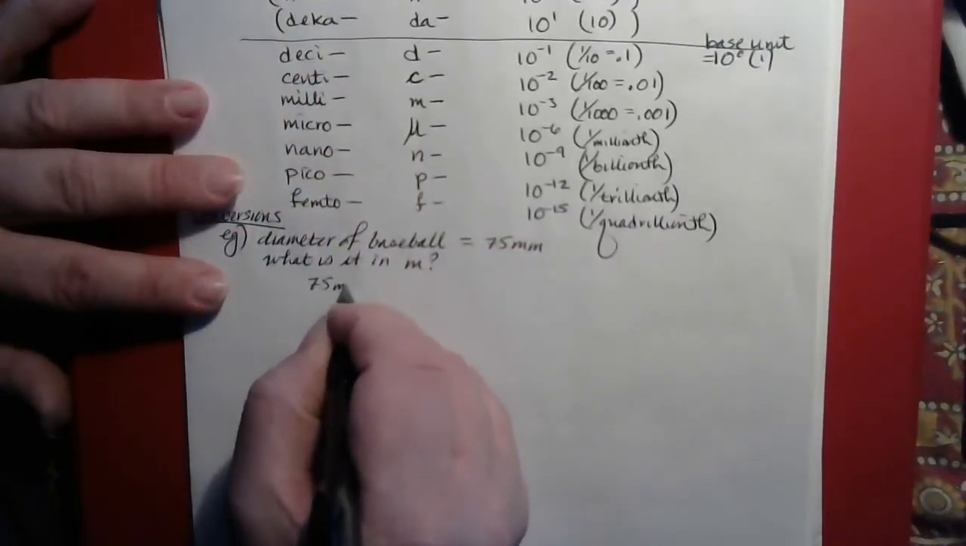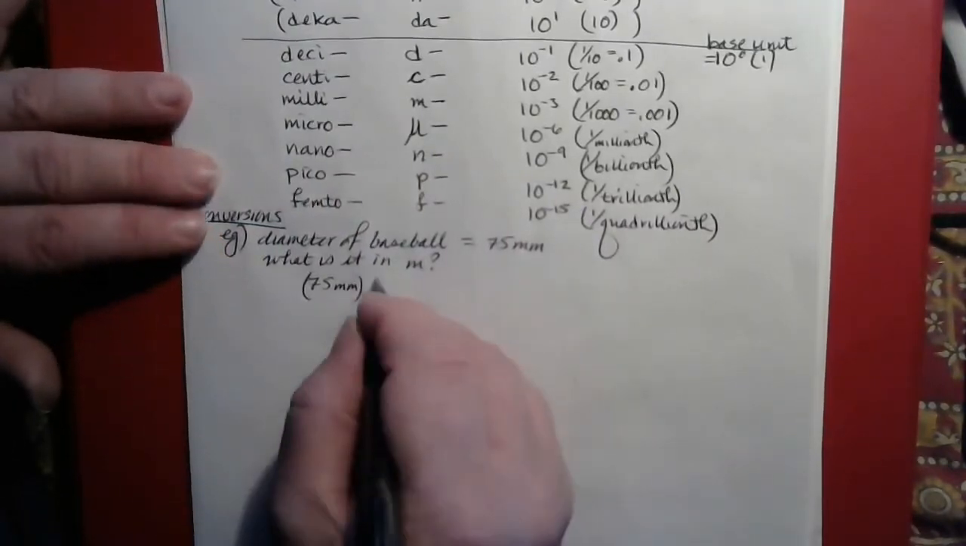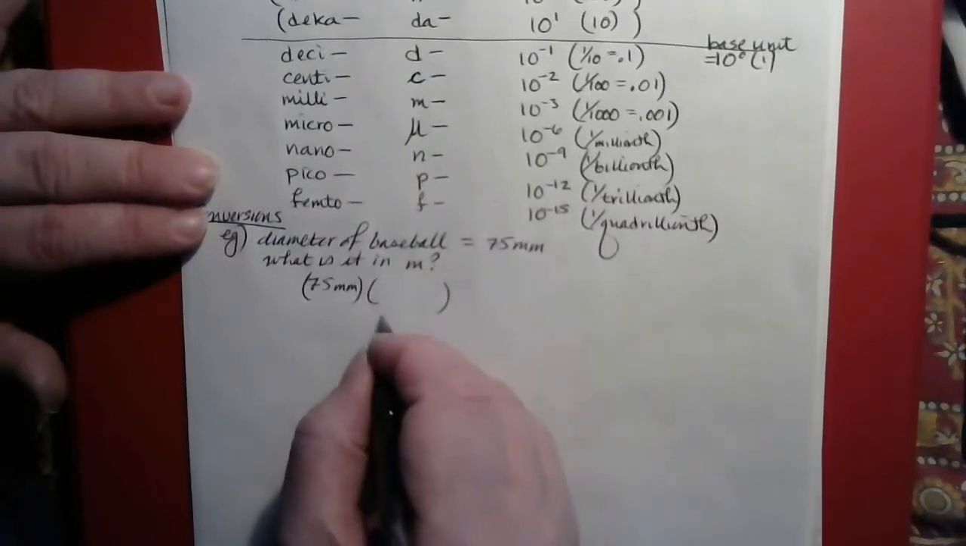Setting up the calculation, you start with the number you're given. You multiply it by some conversion factor.